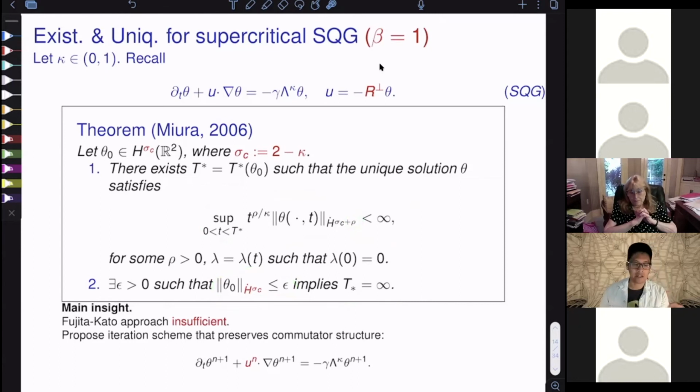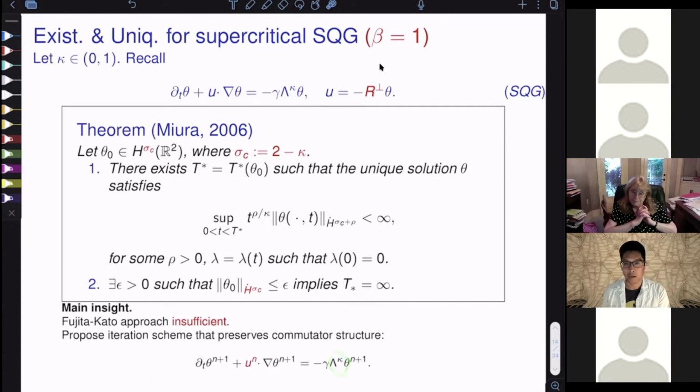The big insight in this paper was that the Fujita-Kato approach, essentially a contraction mapping argument, which required one to prove a continuity type bound for the bilinear term in Navier-Stokes, is insufficient for this equation, precisely because of the supercritical dissipation.